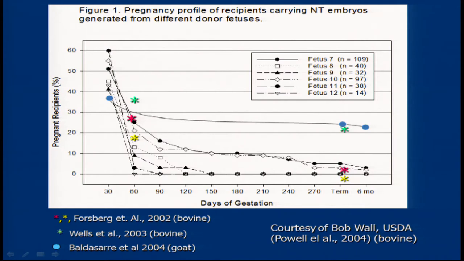Now, with some improvements, in this case, it's a group in New Zealand, the green dots, we're using well-synchronized donor cells and the oocyte and careful selection of the embryos they transferred, and you see they saw less gestational loss. And in the goats, we typically would not see much of this gestational loss. So the question is, you know, why goats are better than cows, and nobody's really answered that one yet.